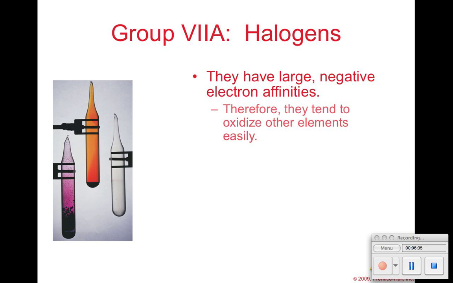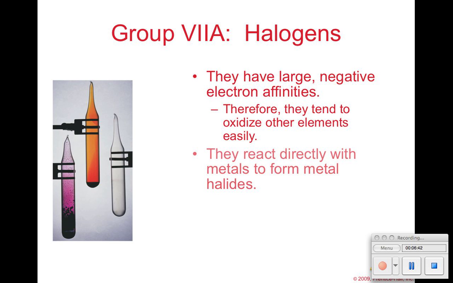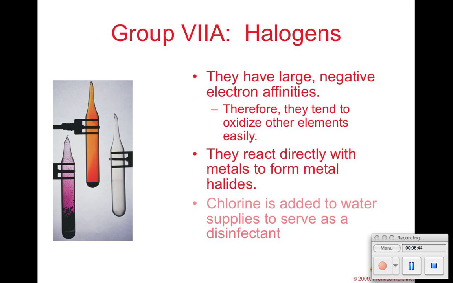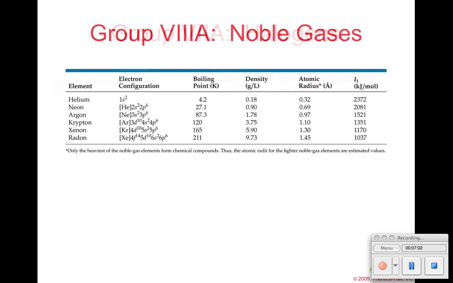Some of the characteristics: they have large negative electron affinities, meaning the pull for one more electron is really strong. So they tend to oxidize other elements really easily, and they react directly with metals to form metal halides, or salts. Chlorine is added to water supplies to serve as a disinfectant. Chlorination of water is a common practice, but I've even heard of bromination of water as well.